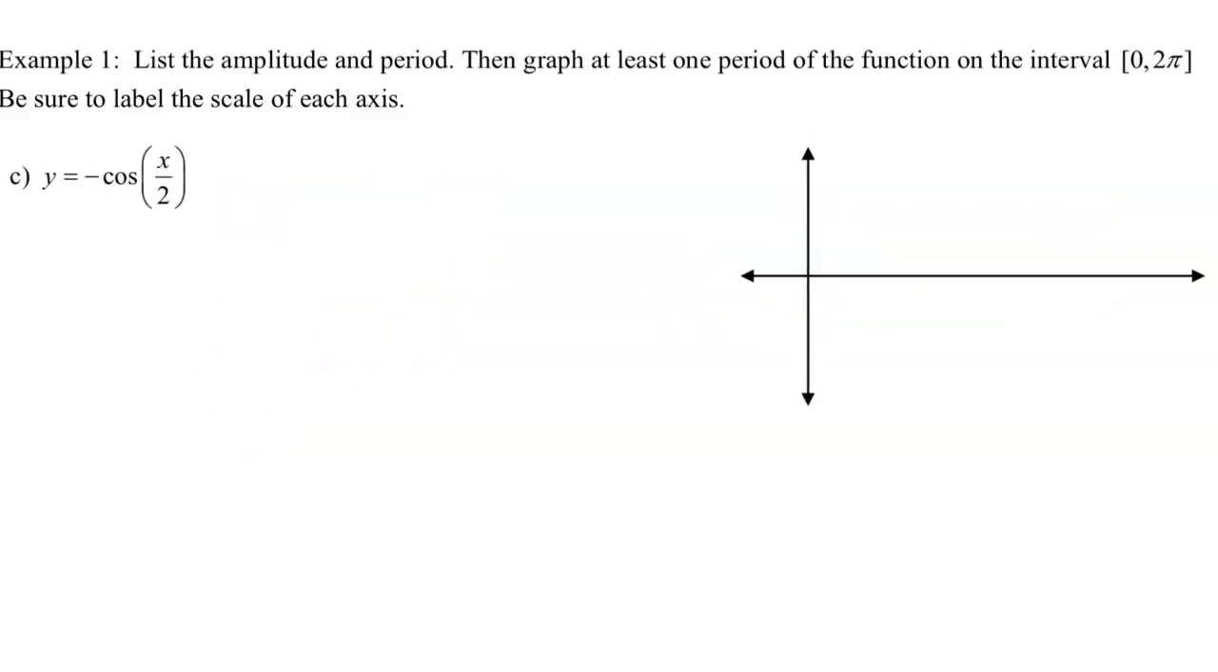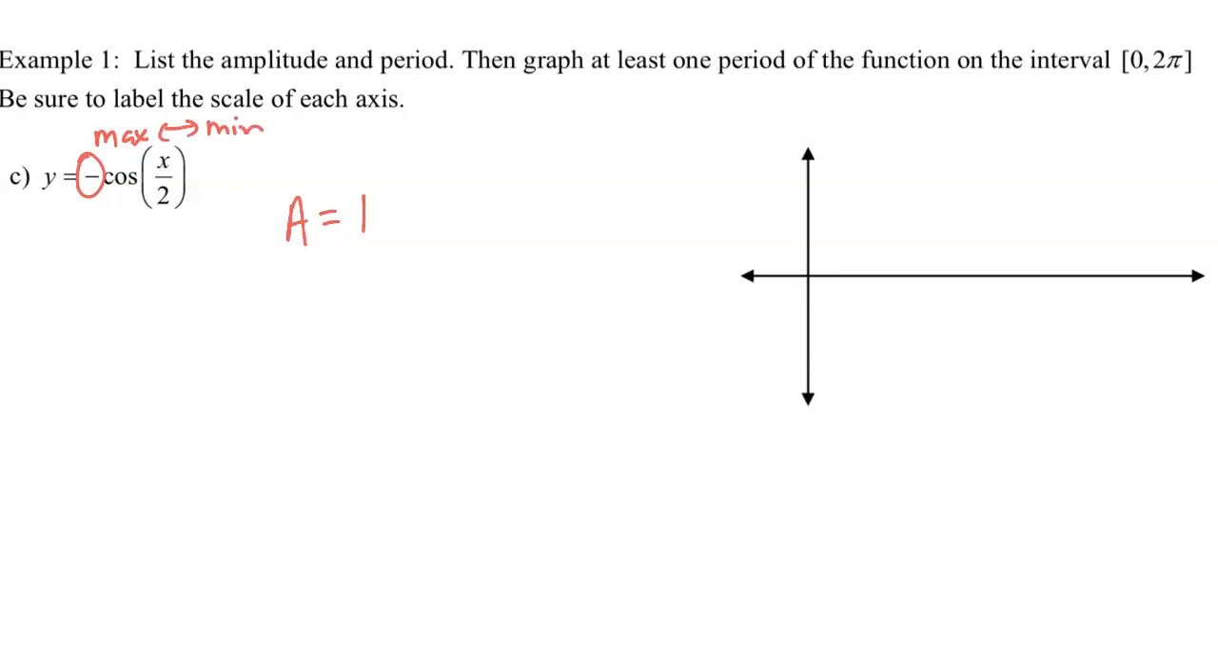Okay, here on example C, first thing we want to do, as always, is figure out what that amplitude is. And so the coefficient in front of cosine is going to tell me what that amplitude is. Notice that it's negative 1, but remember that amplitude is always positive. And so I'm going to put here positive 1 as my amplitude. But that negative is going to be important at the end because it's going to slightly change my order of points because all the maximums are going to become minimums and all of the minimums are going to become maximums.